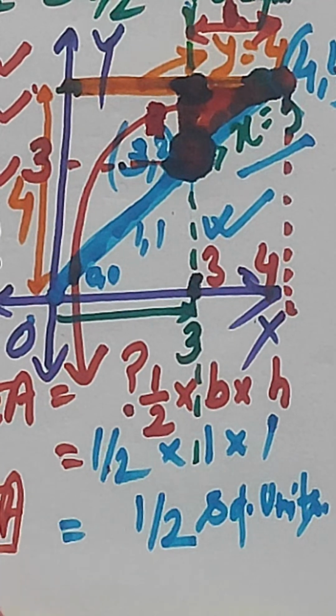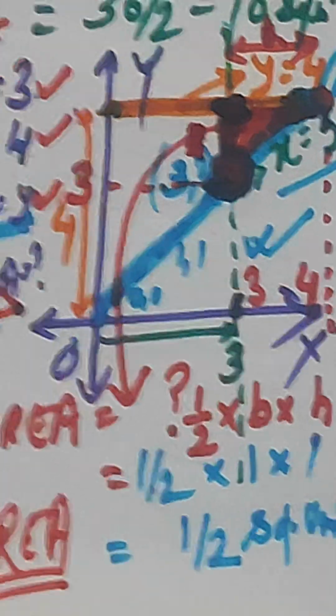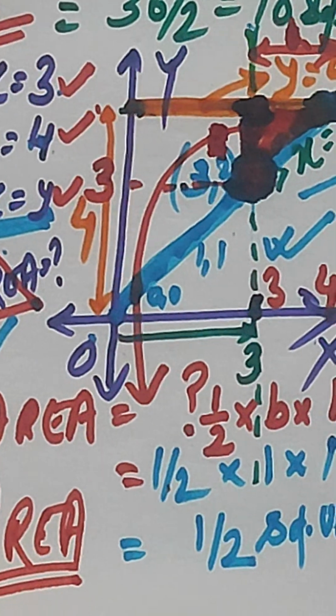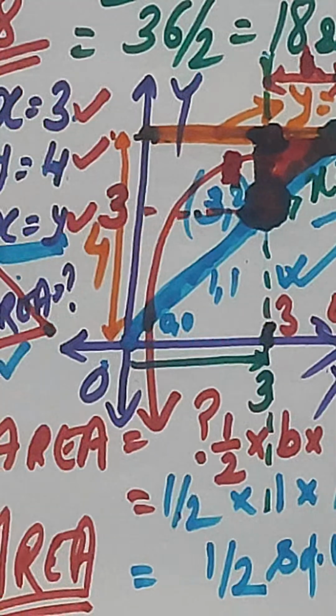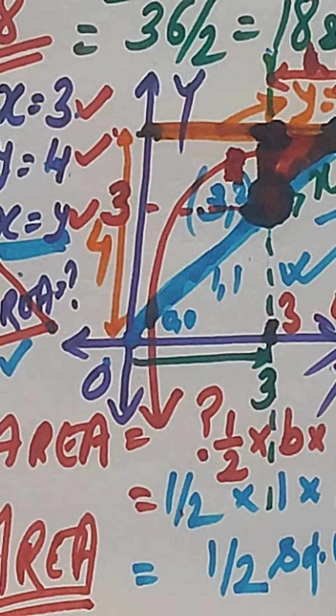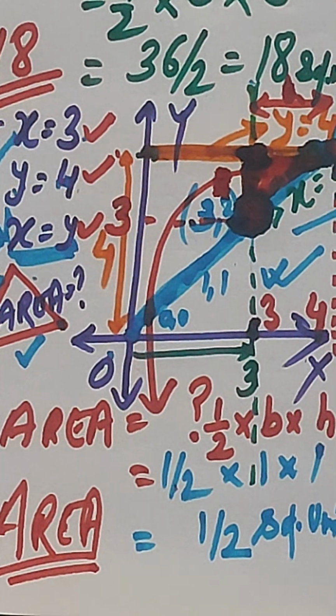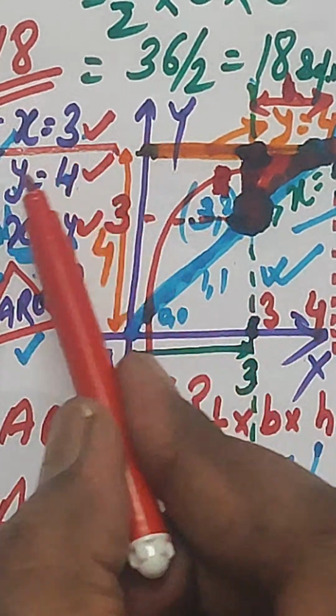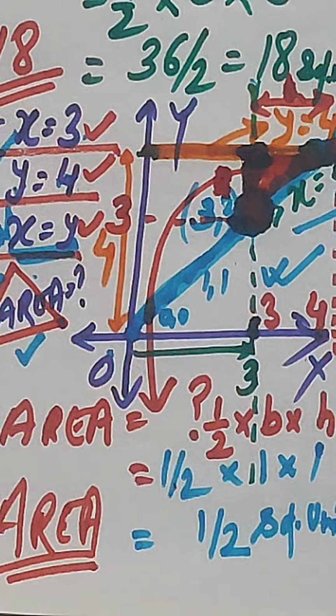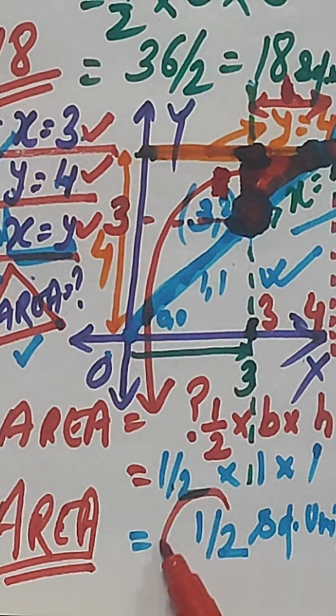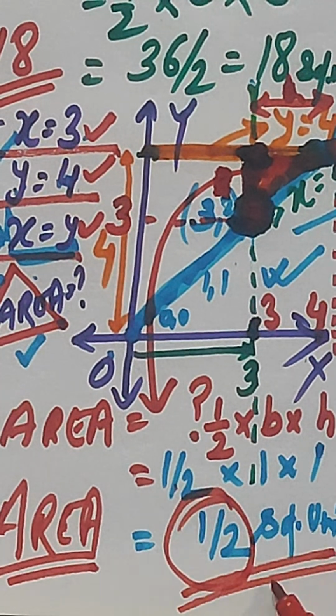area of the triangle which is formed by these three equations. Which three equations? X equal to 3, y equal to 4, x equal to y, right? This is the area of the triangle, half square units. So this is the answer.